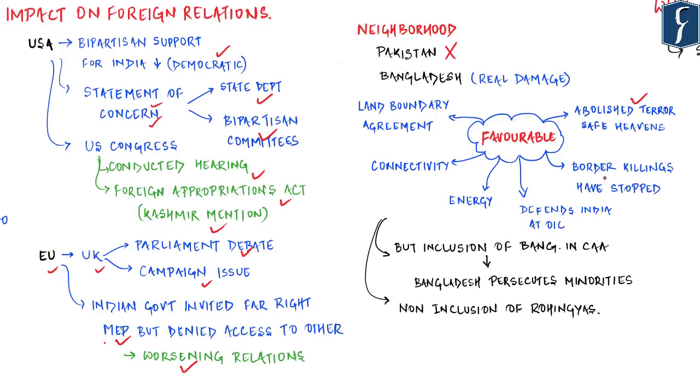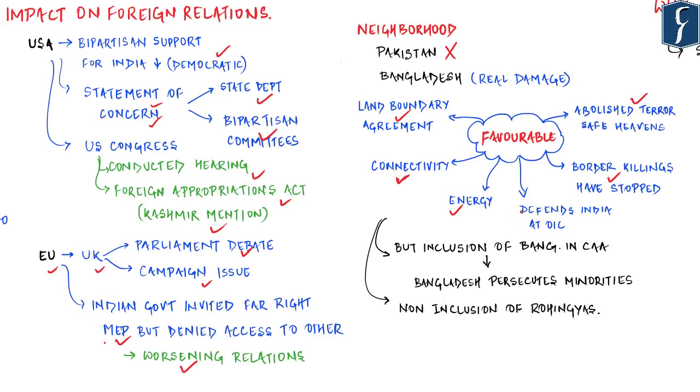Then the border killings across the India-Bangladesh border have stopped, and the acrimony between the border guards of Bangladesh and BSF have stopped. The historic land boundary agreement had given a big boost to India-Bangladesh relationships, and we have a lot of transport connectivity and energy related agreements in which India is helping out Bangladesh as well as seeking its help to access our northeastern states.